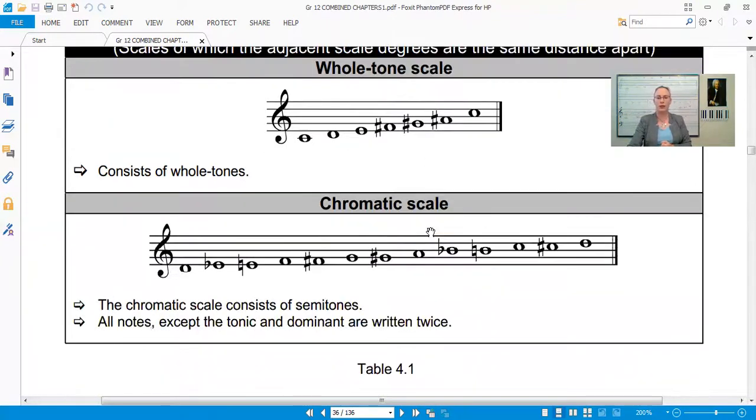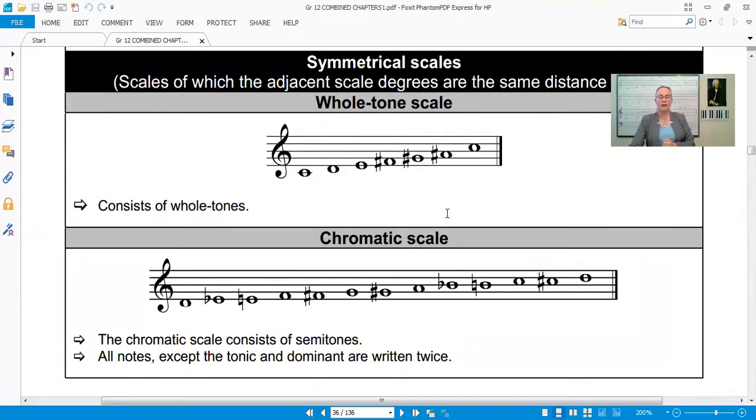Then when it gets to the chromatic scale, very simple to teach. All your learners need to do is they write out the notes of the major scale, but they write the tonic, the dominant, and the final tonic, the upper tonic, only once, and then all the other scale degrees twice. So here you can see that's exactly what I did. So there's 1, 2, 3, 4, 5 written once, 6, 7, and 8.